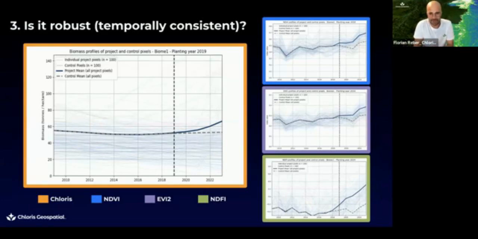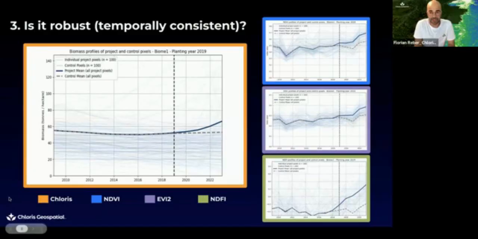And here now we see a few examples of an analysis we have done on an ARR project that started in the year 2019. It's not a VCS certified project, but planting has started in the year 2019. And you see the graph with the orange frame around it, that's the Chloris data. The other graphs are some of the publicly available vegetation indices.